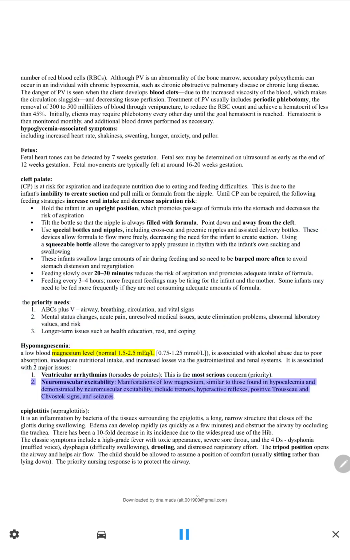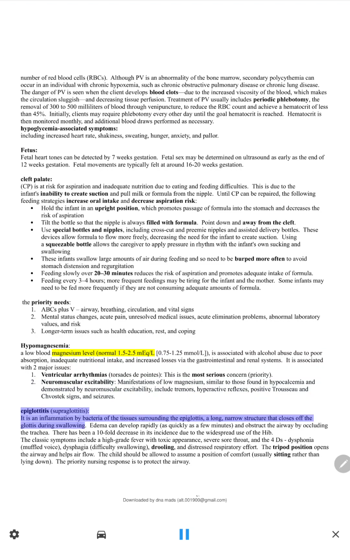2. Neuromuscular excitability. Manifestations of low magnesium, similar to those found in hypocalcemia and demonstrated by neuromuscular excitability, include tremors, hyperactive reflexes, positive Trousseau and Chvostek signs, and seizures.